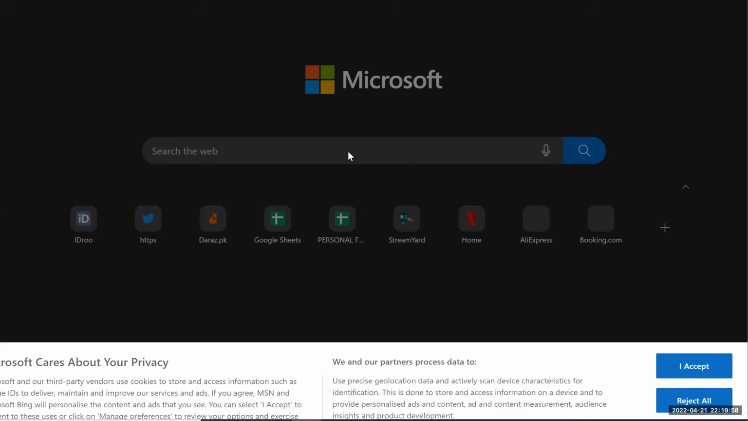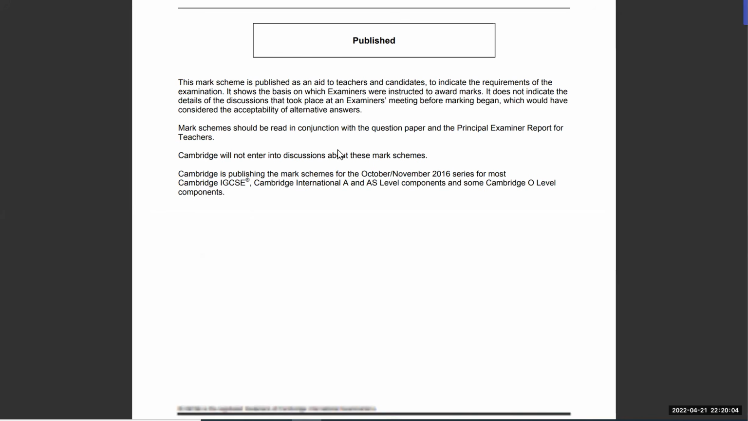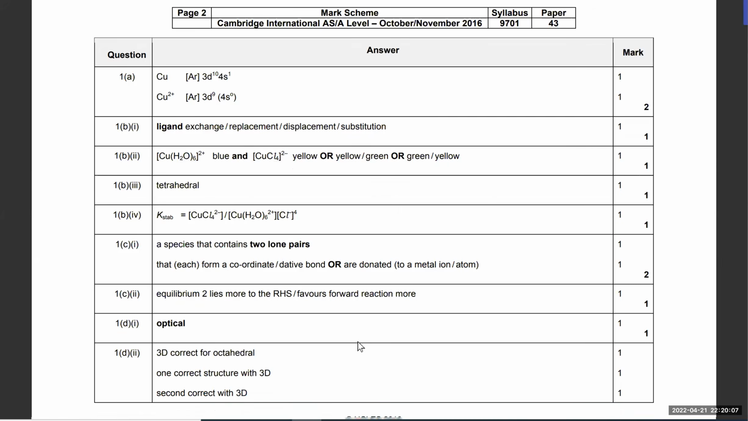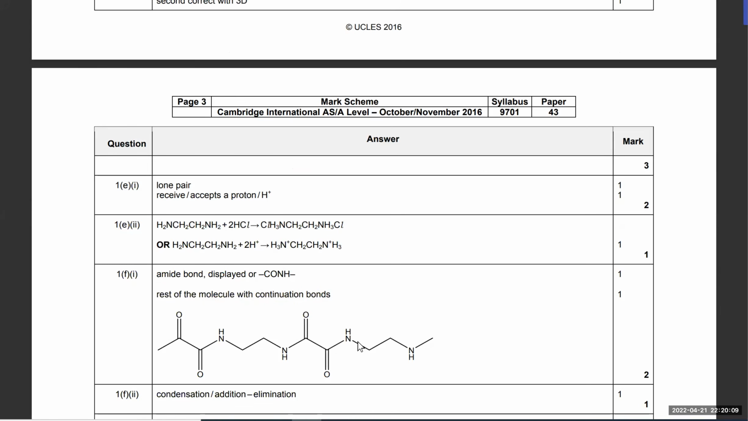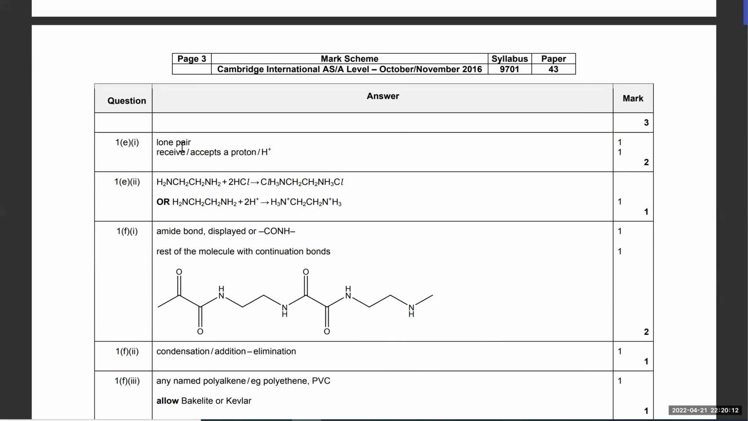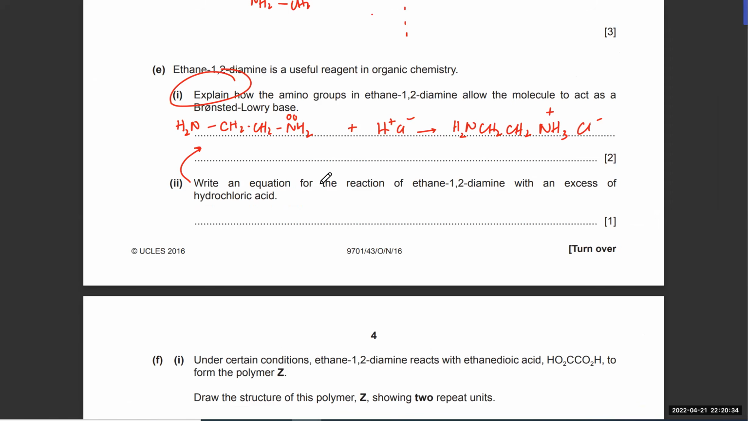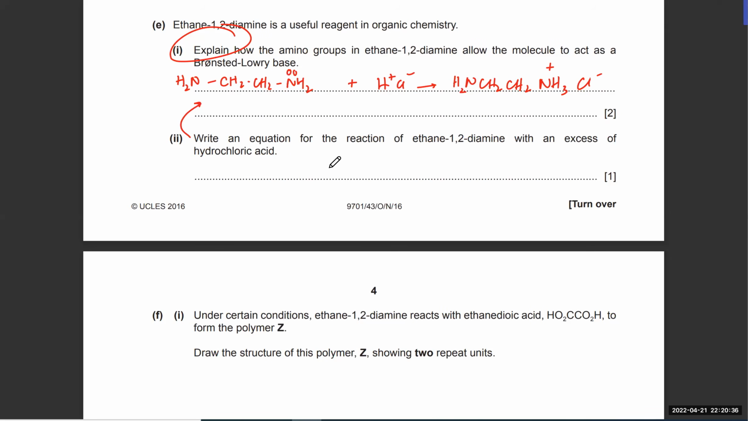But the 2 marks would be distributed. One would be for the lone pair, one would be for the dative bonding that's happening. So it's lone pair and it accepts a proton. So if we write that it datively bonds with H+1, that is kind of the same thing. They were talking about a base. Okay, how is it behaving as a base? So I think it was important to write that it accepts a proton, or you should have written that. The equation is over here.